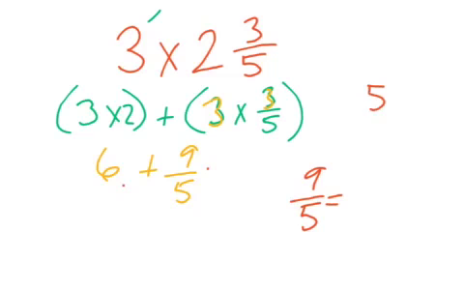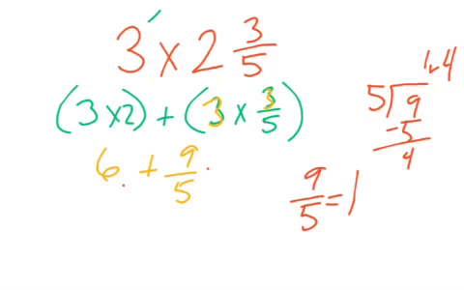I can divide. How many times does 5 go into 9? Well, it goes in one time. I subtract and I'm left with 4, which is my remainder. My 1, my quotient, becomes my whole number, my remainder is my numerator, and my denominator stays the same. Or I can think about my wholes that I can pull out.